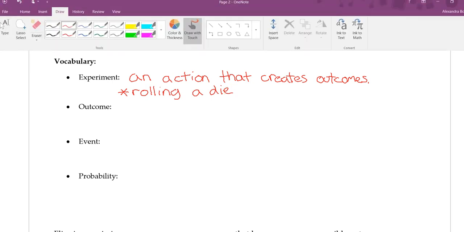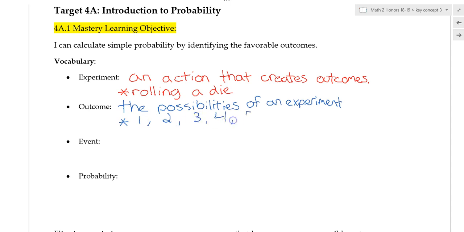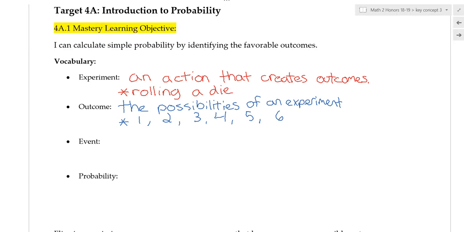Okay, so the outcome is like the possibilities of an experiment. For example, in rolling a die, my outcomes are 1, 2, 3, 4, 5, 6. Each of those is an individual outcome. Outcomes, an event, and an experiment are very different things.